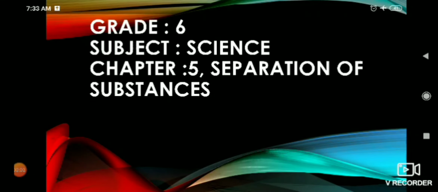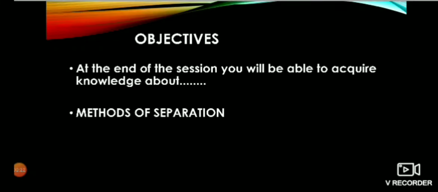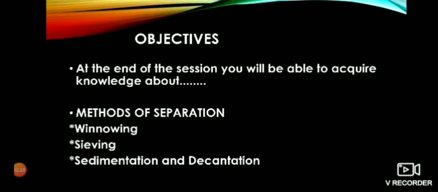Grade 6, Subject Science, Chapter 5, Separation of Substances, Module 2. Objectives of this class. At the end of the session, you will be able to acquire knowledge about some more methods of separation like winnowing, sieving, sedimentation and decantation.